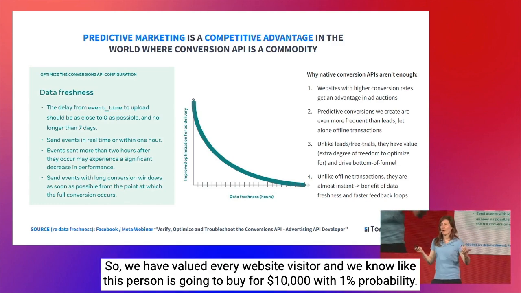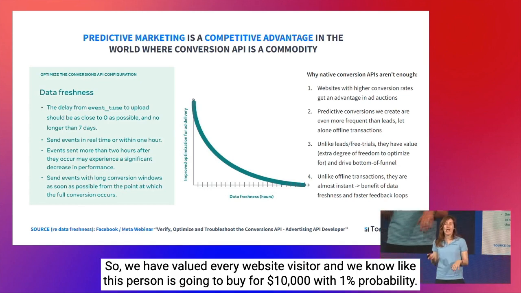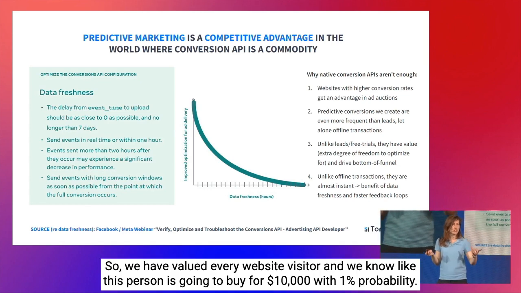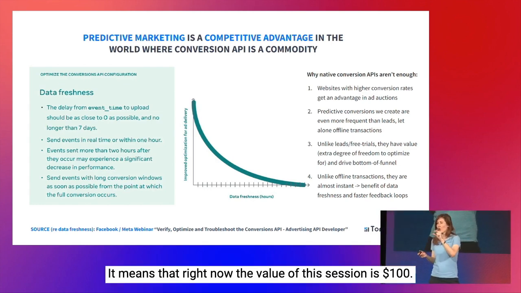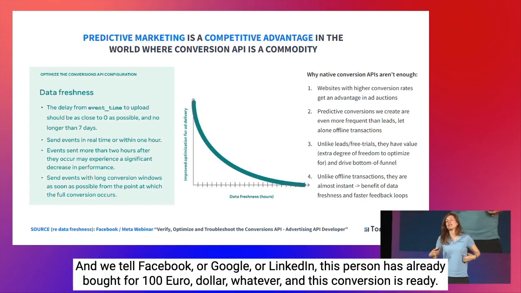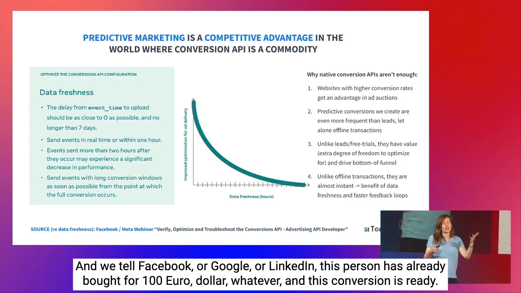We have valued every website visitor, and we know this person is going to buy for $10,000 with 1% probability. Okay, awesome. It means that right now, the value of this session is $100. And we tell Facebook or Google or LinkedIn, this person has already bought for €100, dollar, whatever. And this conversion is ready.